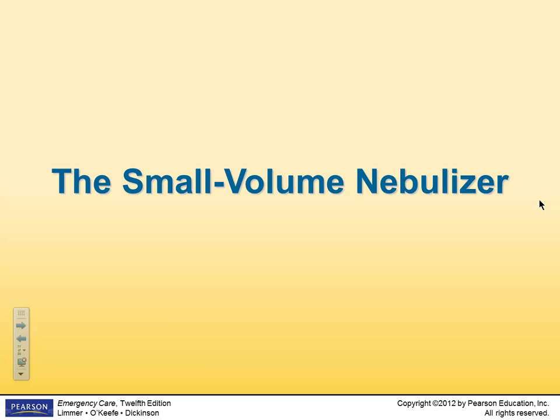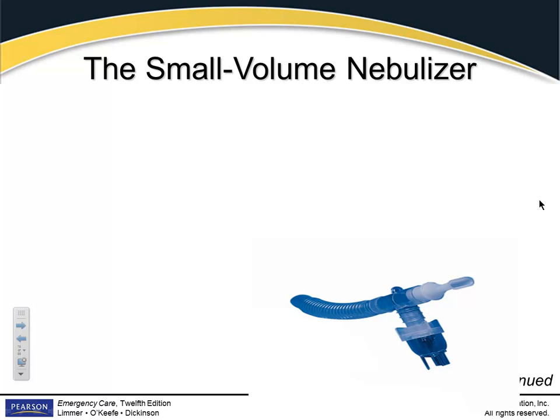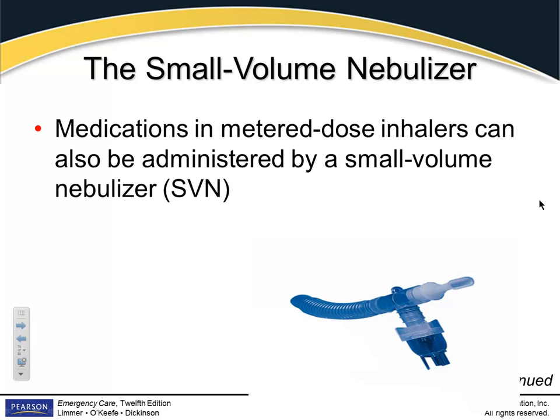Now, there's something called a nebulizer. It's a small volume nebulizer. In some services, EMTs can use it. EMTs don't use it in Alabama. But with the nebulizer, we actually put the albuterol into a little chamber, and we run oxygen through it with a little bit of water, and it aerosolizes it for you.